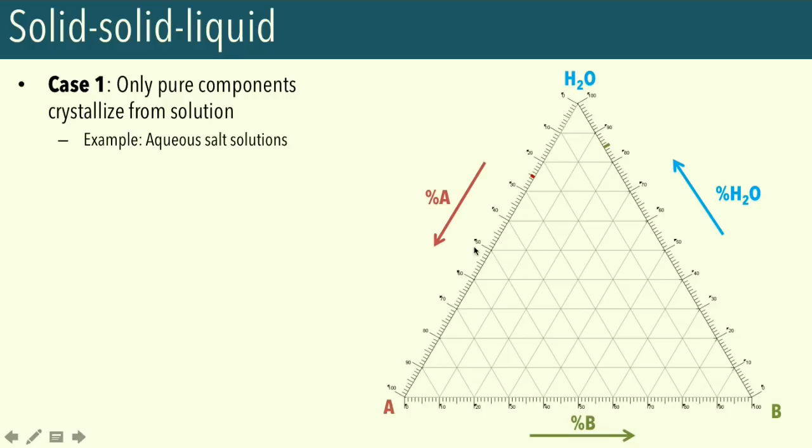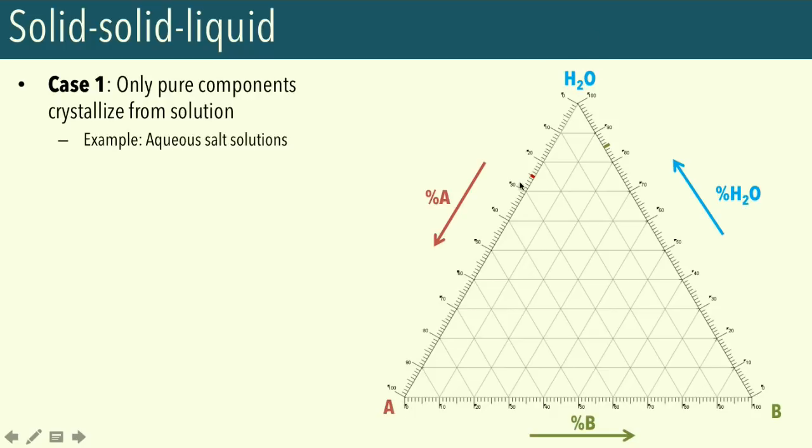First and foremost, let's start off with this particular example. We only have pure components crystallizing from solution. Similar to our two component system, in this particular case, we have no chemical reactions between our pure components. If we focus on this edge of our triangle over here, we're just going to be looking at the behavior of how a solid can dissolve in water.